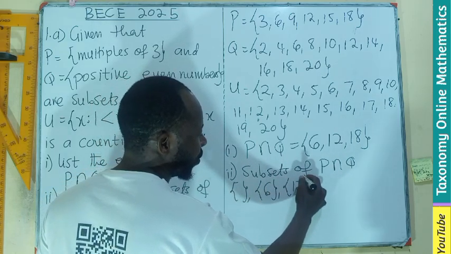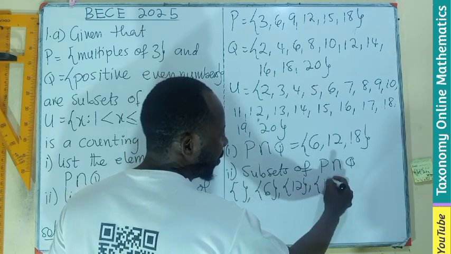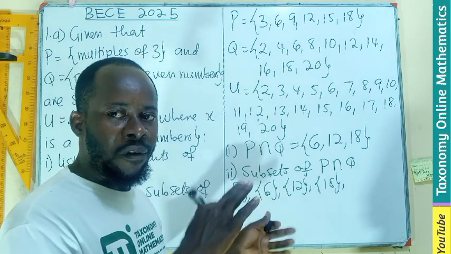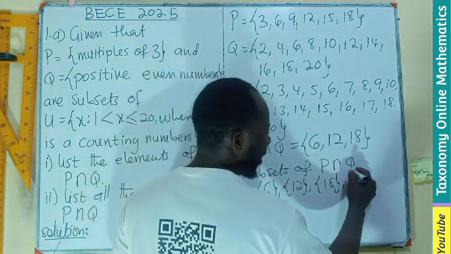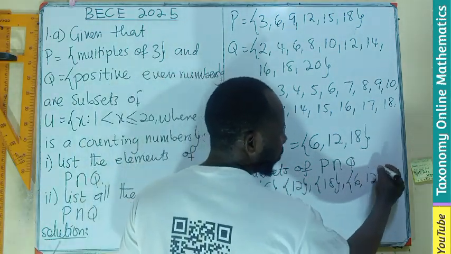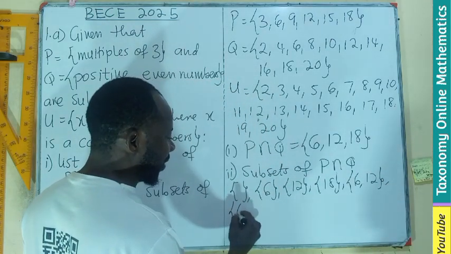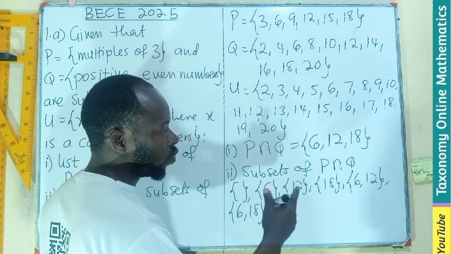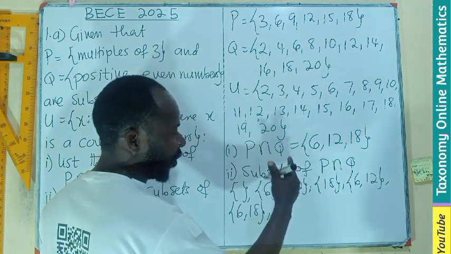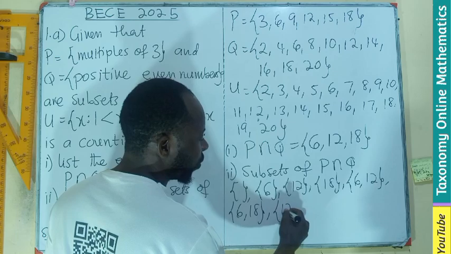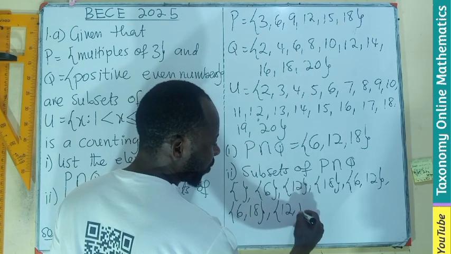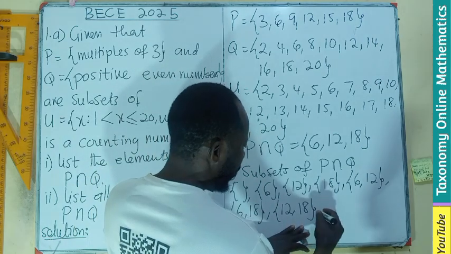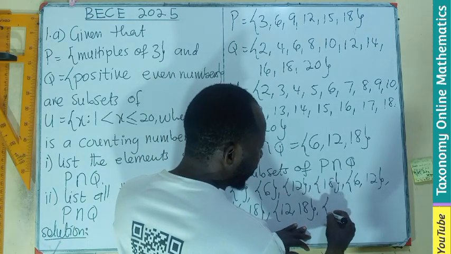So we begin with the empty set as a set with no element, then sets with one element: 6, then there will be 12, then there will be 18. The next thing is to pair two of the elements. So I am going to pair 6 with 12. I can still pair 6 with 18. I think that's all, 6 with 12, 6 with 18. Then we go for 12 with 18. That's all.